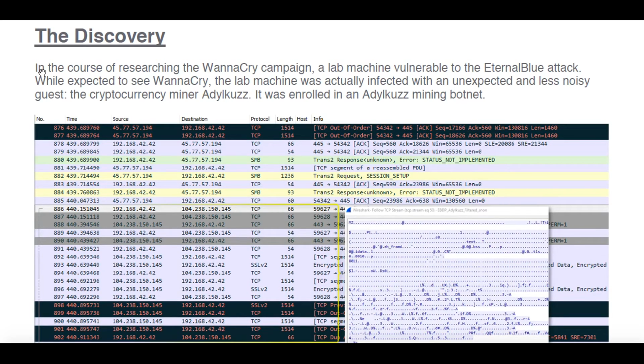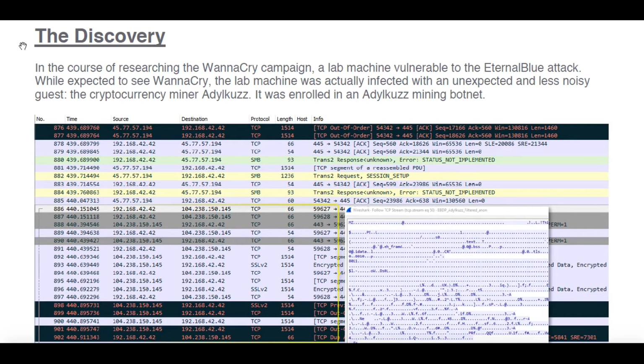One of them is Adylkuzz, a cryptocurrency miner that has been infecting PCs around the world just like WannaCry. Although this crypto mining malware is not entirely new, its latest campaign started at a big scale. Like they've started that campaign in Ukraine and many different countries.